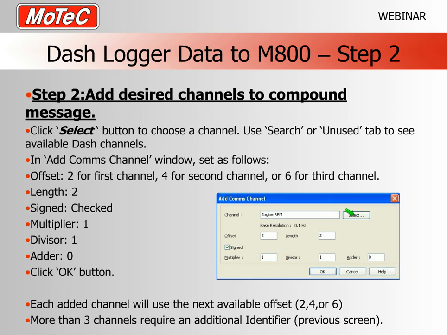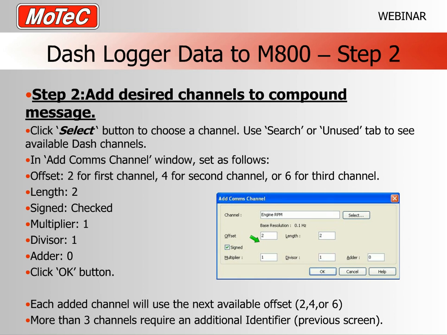Now for our first message we need to have an offset of 2, which is there. Our length is 2, and then the multiplier, divisor and adder are normally defaulted to 1, 1 and 0, so we don't need to change that. For this messaging to work correctly, however, you must have a length of 2, and your offset will be 2 for the first channel that you add.